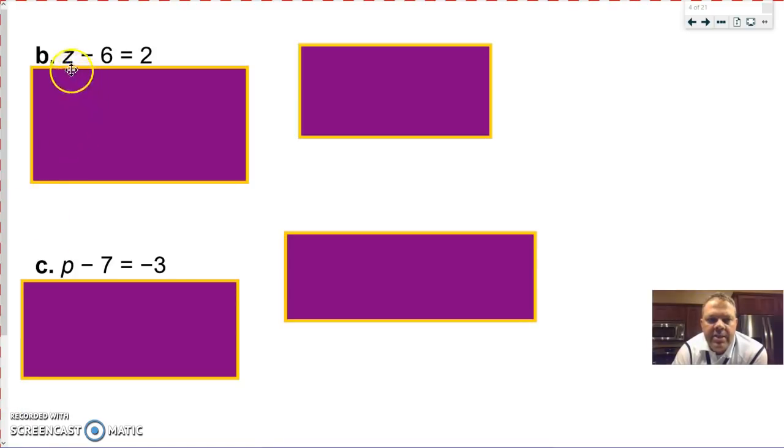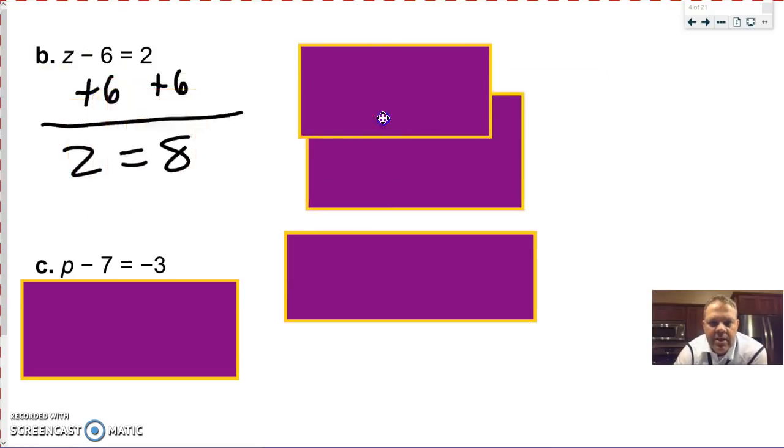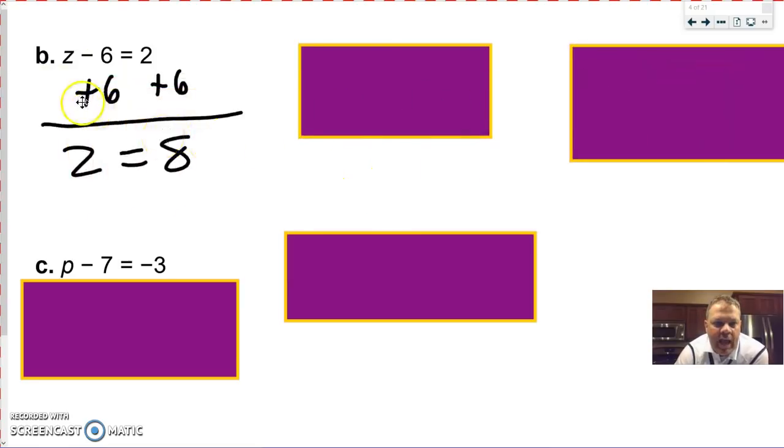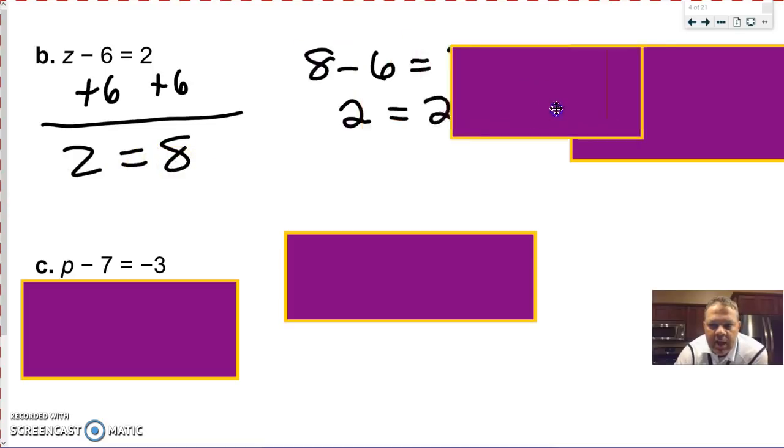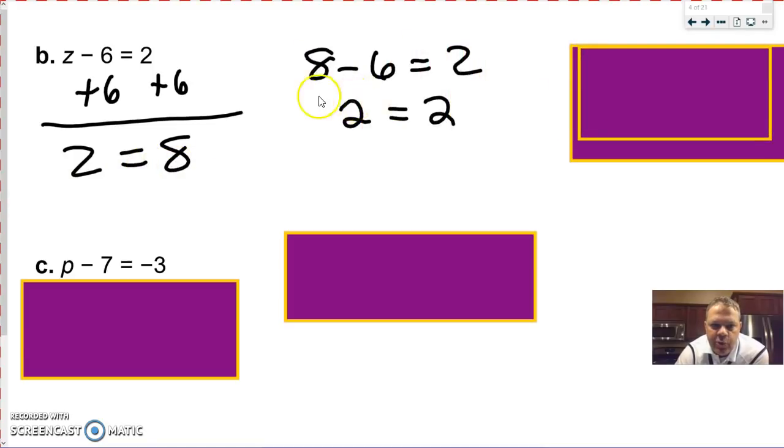In the first problem, I see it as z minus 6 equals negative 2. The opposite of negative 6 is positive 6. Therefore, I am going to add 6 to the left side. Because I added 6 to the left side, I must do the same to the right. So I get z equals 8. Again, I should be able to check this by putting this into the original problem. 8 minus 6 equals 2. 2 equals 2.